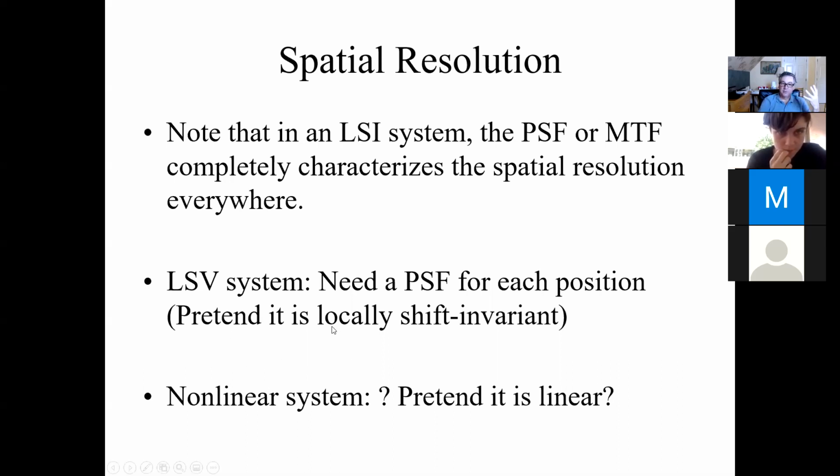In other words, we're sort of pretending that it's locally shift invariant. So, within close regions, it acts shift invariant, but over broad distances, it changes. If you have a nonlinear system, generally, you're still going to pretend it's linear and measure the point spread function here and here and here for a particular object and try to express it in a similar sort of way. So you're still trying to express things in terms of a point spread function or maybe a local MTF. Okay.